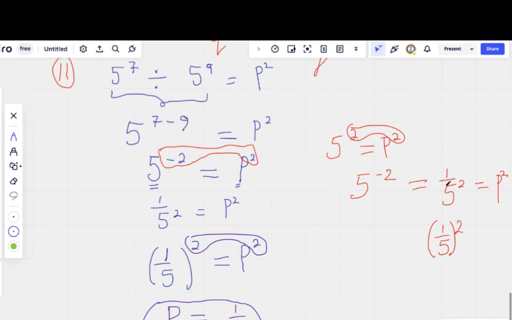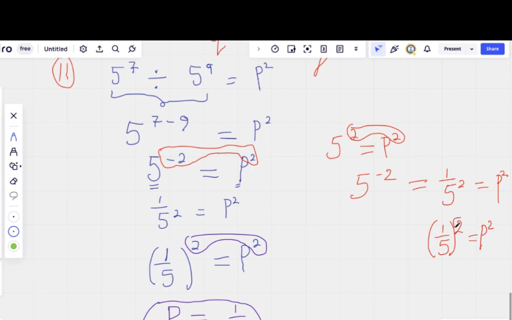Now, you have not done any harm. Why? Because even if I say 1 to the power of 2, I will still get 1. So now both sides are having the same power. You have 1 all over 5 to the power of 2 is equal to P to the power of 2.